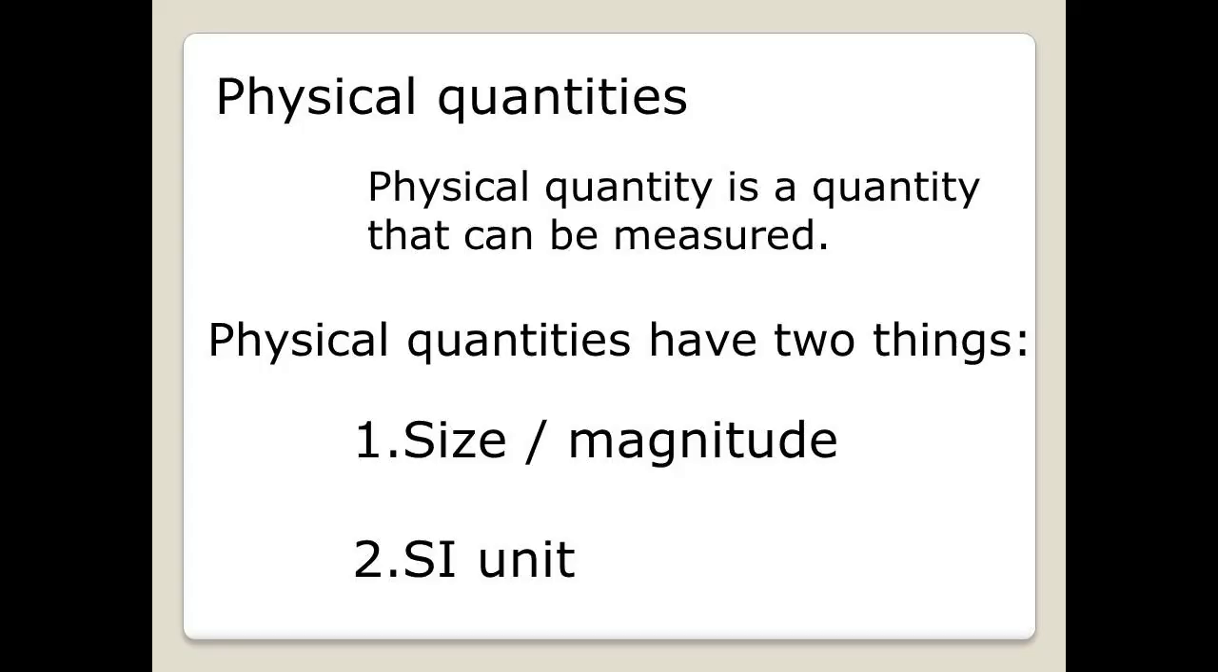Let's learn what a physical quantity is. A physical quantity is a quantity that can be measured. Simply, anything which we can measure is known as a physical quantity. Now you have to know that a physical quantity has two important things. One is size or magnitude, another one is SI unit. Now what is size or magnitude and what is SI unit?